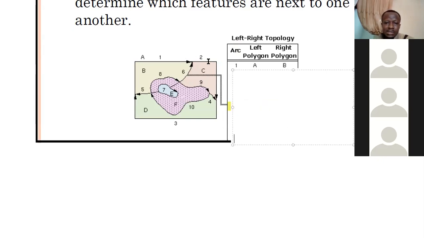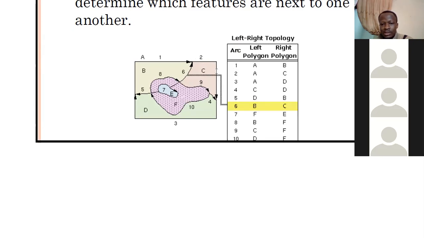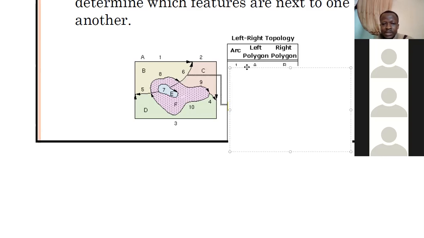Arc number 2, can you see it? Can you see my cursor? That is arc number 2. Can you see my cursor moving? Okay, great. So can you see arc number 2, right? Yes, sir. What are the polygons to the left and to the right? Assuming that everything outside of this set of polygons, the white areas, the bigger polygon, is called A.